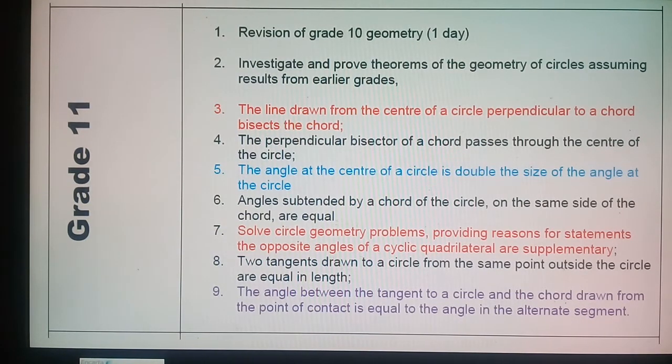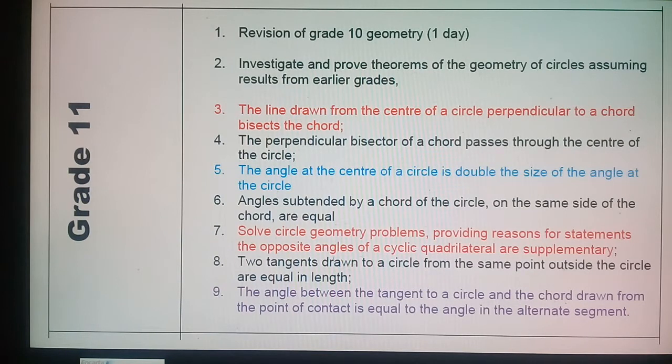What are those theorems? Look at number 3. The line drawn from the center of the circle perpendicular to a chord bisects the chord. You have to know that theorem. And number 4, the perpendicular bisector of a chord passes through the center of the circle. You have to know that theorem. And number 5, the angle at the center of a circle is double the angle at the circumference of the circle. You have to know that one. The angles subtended by a chord of the circle on the same side of the chord are equal. You have to know that one.